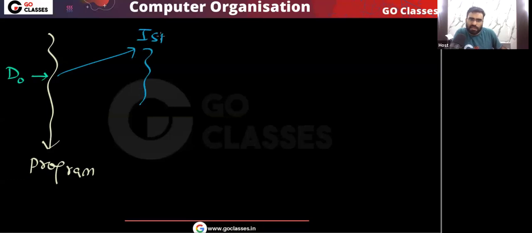Yes or no? This is the ISR of D0. So CPU is running this ISR. Now during the execution of this ISR, let's assume another interrupt is coming, that is D1. This device D1 has interrupted. Now what will the CPU do?